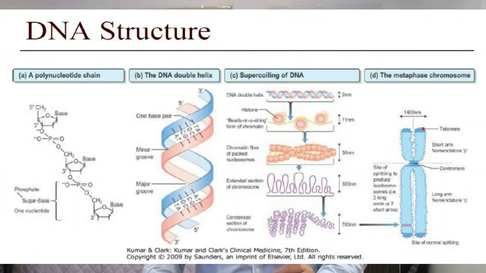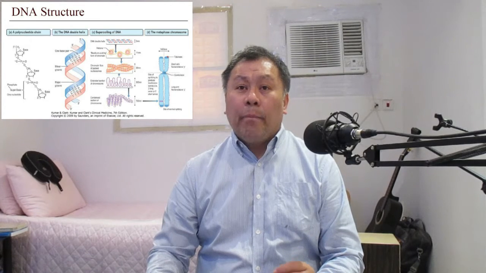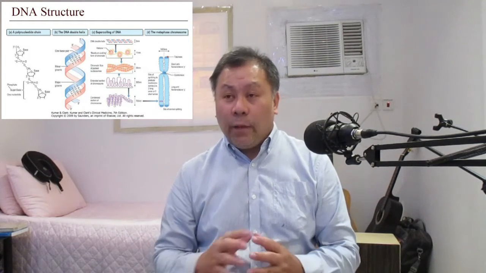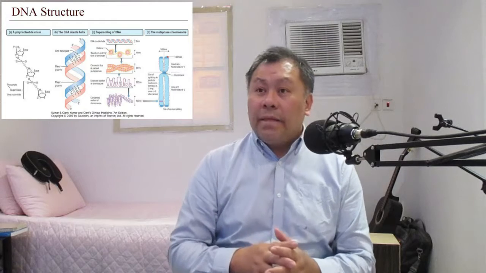We can see in the figure now the structure of the DNA. It is a form of spiral, a helix, and we have the DNA structures: 1, 2, 3, and 4. We have the polynucleotide chain, and then the DNA double helix. We have the supercoiling of DNA, and then the metaphase chromosomes.